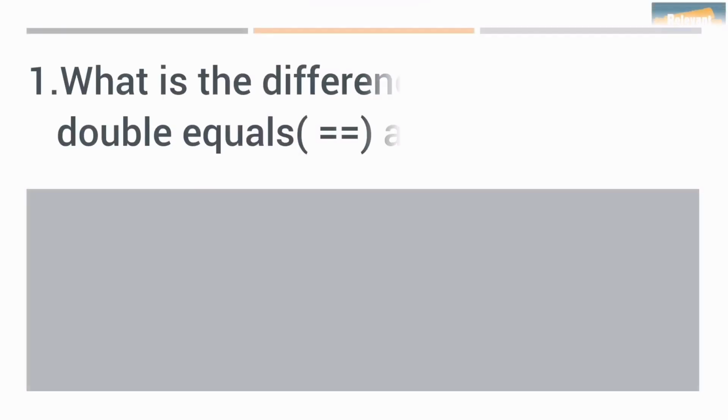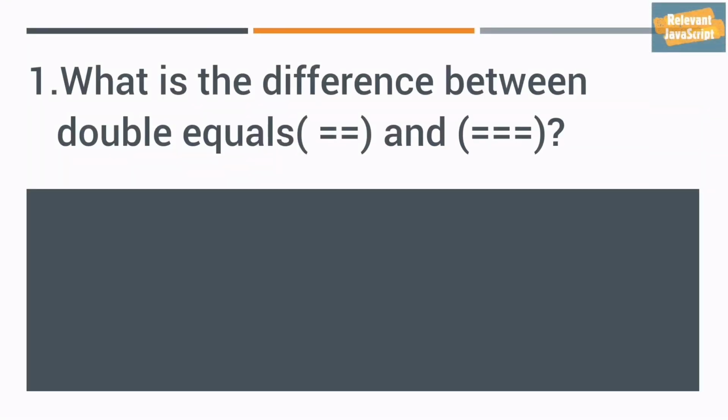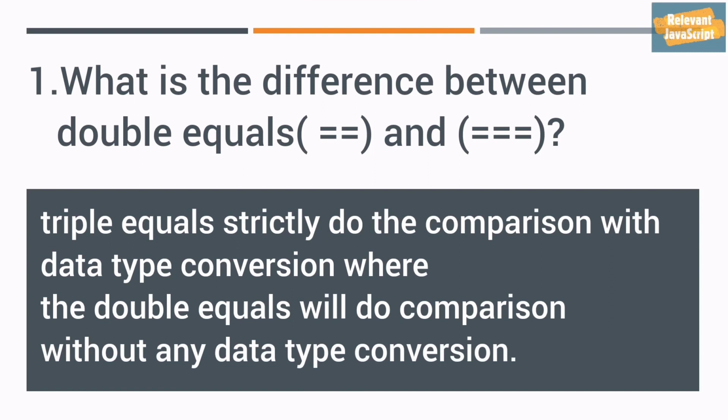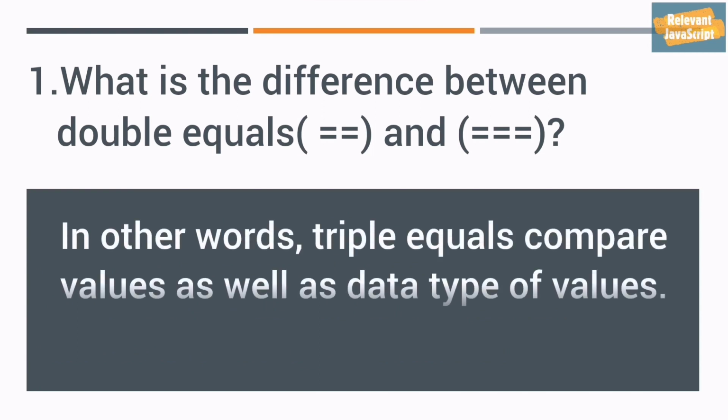First question. What is the difference between double equals and triple equals? Triple equals strictly does the comparison with data type, whereas double equals does the comparison with data type conversion. In other words, triple equals compares values as well as the data type of values.